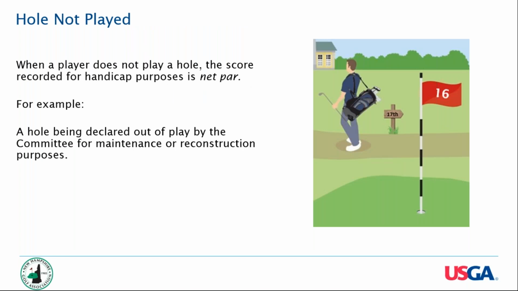So for holes not played, the term we're using is net par. This is not a change. We're calling it net par now. It was par plus. So it's basically you're taking par of the hole plus any handicap strokes that that player would receive on that hole. So same concept here that we had in the past.